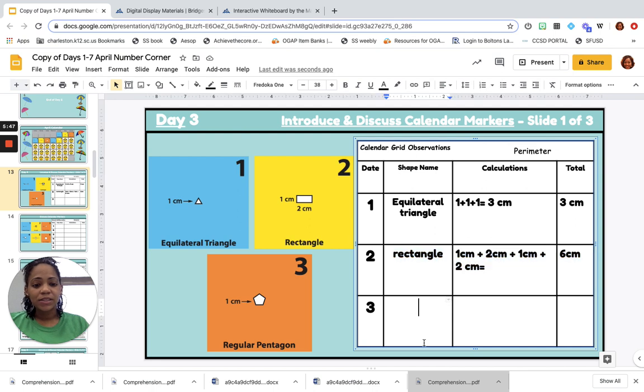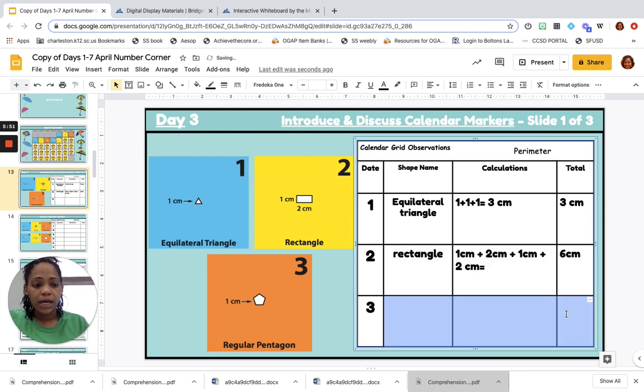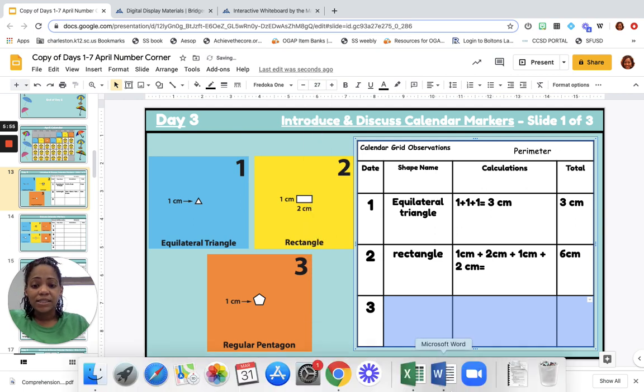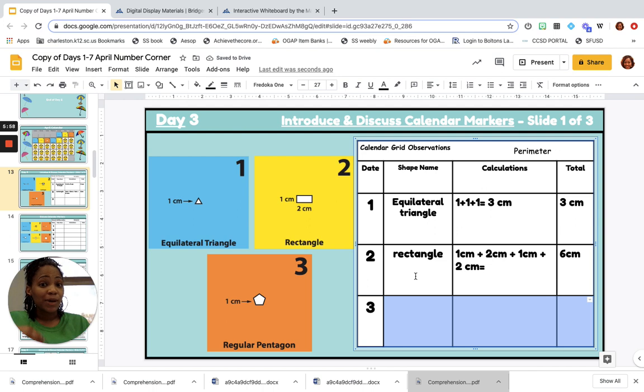All right, so next for the third, we have a regular polygon. Let me remind you again what a regular polygon means. A regular polygon is a polygon that has all equal sides, okay? And a polygon is a shape that has at least 3 sides. It's a closed shape. Can't be rounded, straight sides. So here is a regular pentagon.